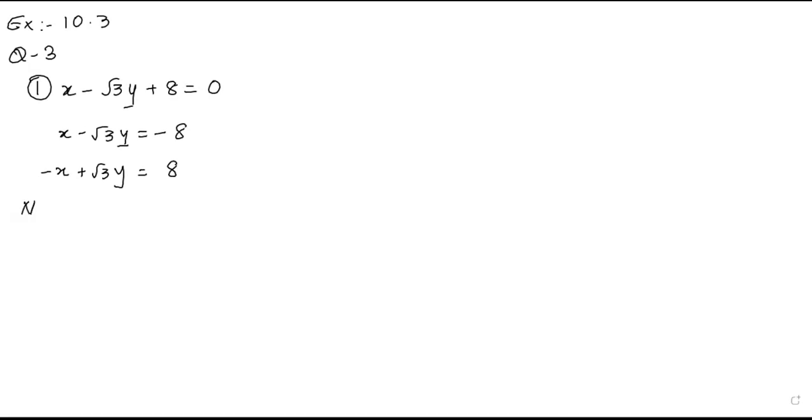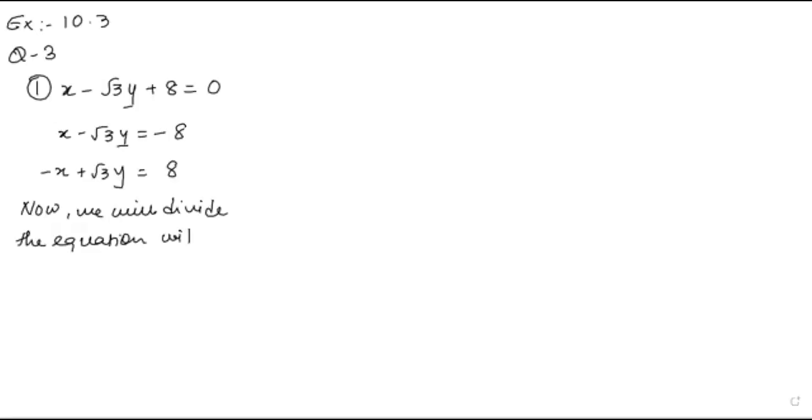Now, we will divide the equation with square root a square plus b square, that is square root minus 1 whole square plus root 3 whole square, where a is the coefficient of x and b is the coefficient of y. So I will get 4, that is, so I will divide this whole equation by 2.